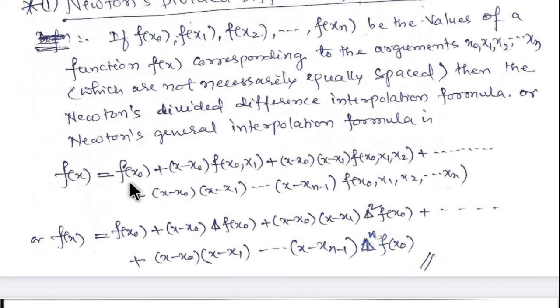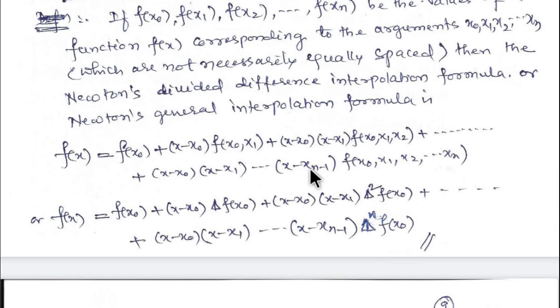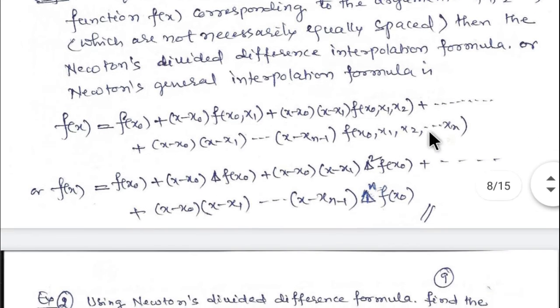f of x equals f of x naught plus x minus x naught into f of x naught x1, this is the first divided difference, plus x minus x naught into bracket x minus x1 into f of x naught x1 x2, this is the second divided difference, plus etc. Continuing this, plus x minus x naught into bracket x minus x1 etc. x minus xn minus 1 into the nth order divided difference, that is f of x naught, x1, x2, etc., xn.